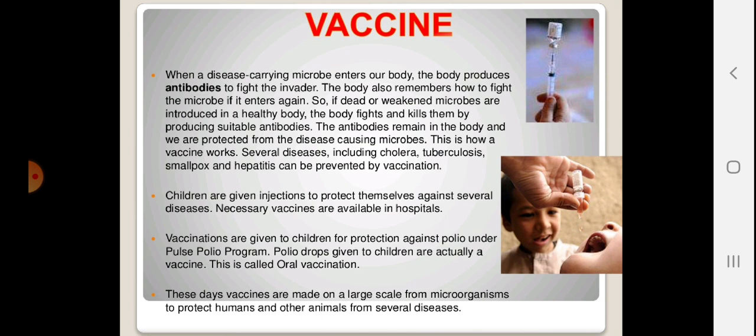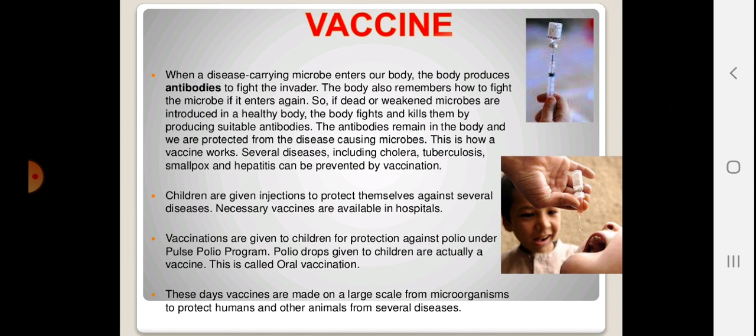So, here, as I told you what vaccines are, let's talk about vaccines a little more. When a disease-carrying microbe enters our body, the body produces antibodies, as I discussed, to fight the invader. The body also remembers how to find the microbes if they enter again. So, if dead or weakened microorganisms, remember, vaccines are always dead or weak microorganisms, are introduced into a healthy body, the body fights and kills them by producing suitable antibodies. These antibodies remain in the body and we are protected from the disease-causing microbes. So, this is how vaccines work.